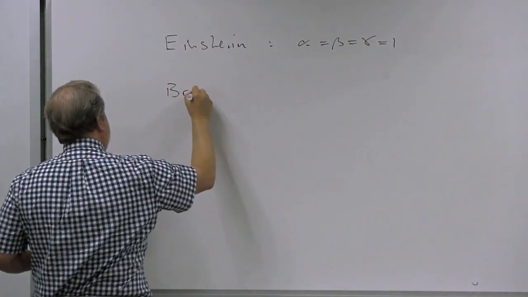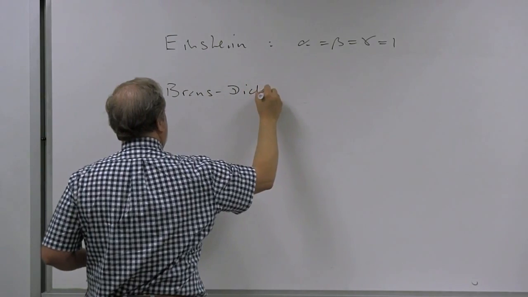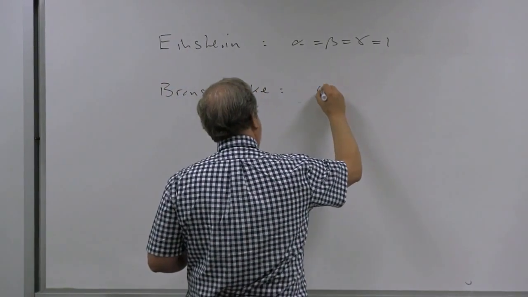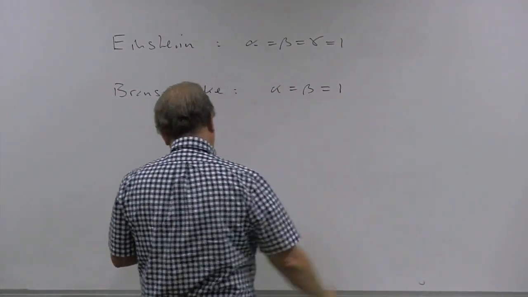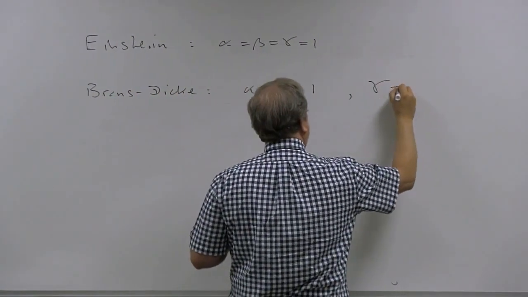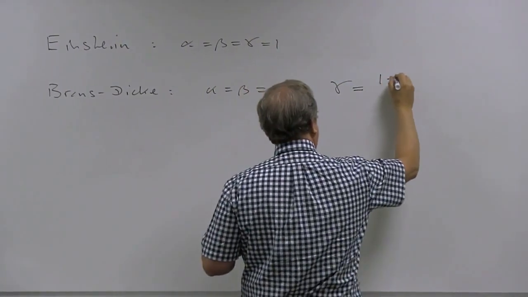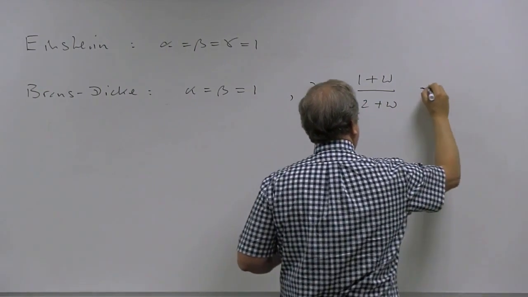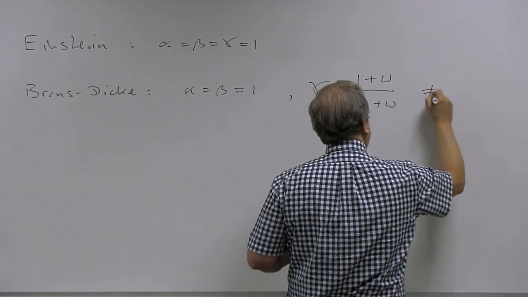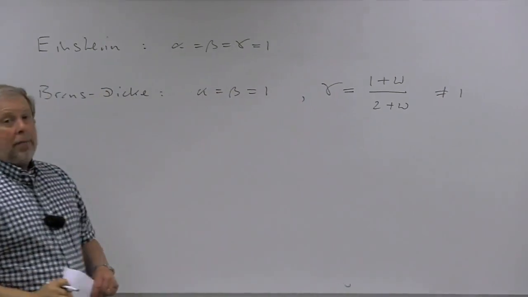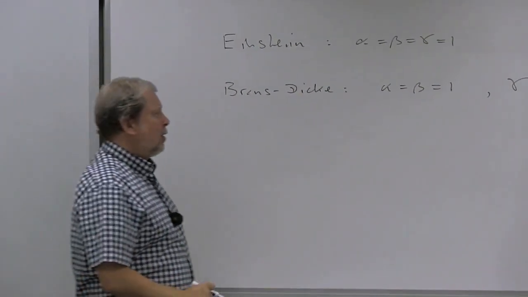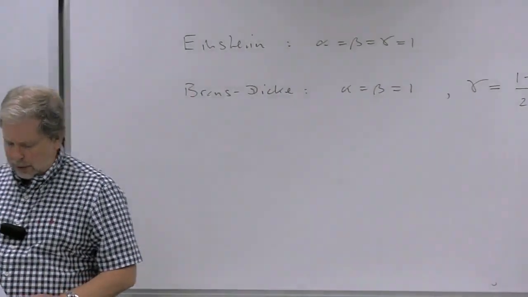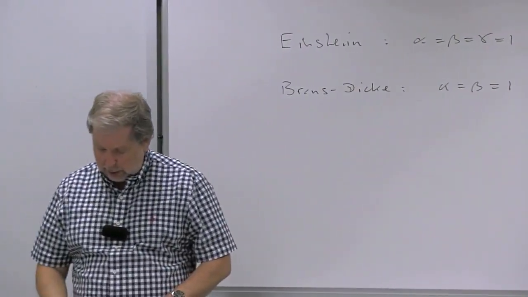And in the Brans-Dicke theory you have some deviation from it: alpha and beta are equal to 1, but gamma is equal to this Brans-Dicke parameter omega, 1 plus omega divided by 2 plus omega. So this is different from 1. That means that if you do fairly accurate experiments, you can determine whether the Brans-Dicke theory has some validity, whether it should be taken seriously.